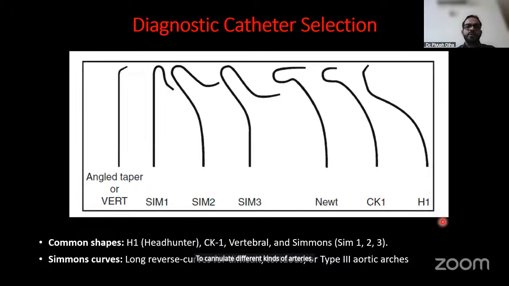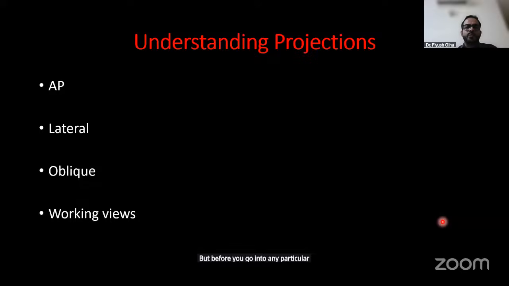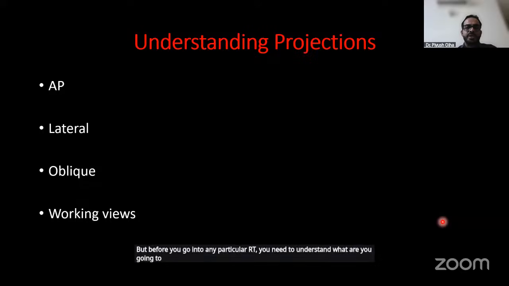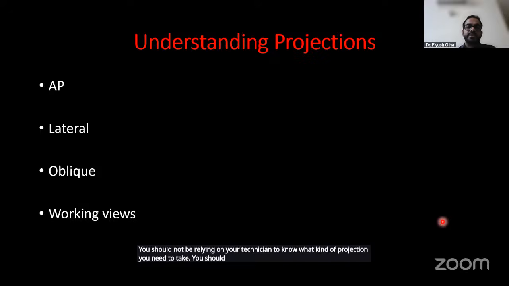So depending on what your comfort level is with different types of catheters, you can use multiple catheters to cannulate different types of arteries. But before you go into any particular artery, you need to understand what projection you are going to take. You should not be relying on your technician to know what kind of projection you need to take; you should be guiding your technician.